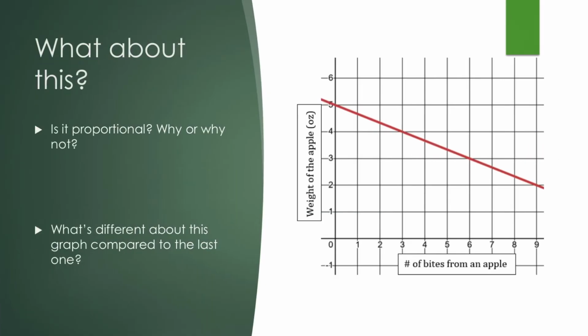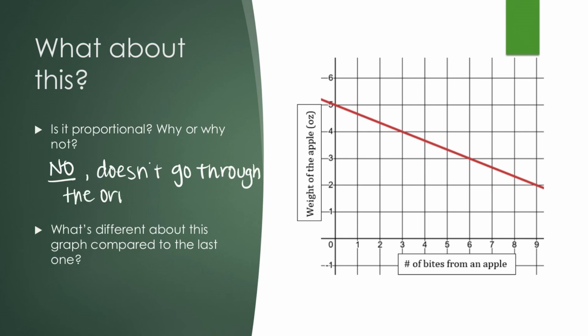So let's take a look at a different kind of graph. This one is not a proportion. And for a similar reason to what we saw before, it doesn't go through (0, 0). So it doesn't go through the origin.